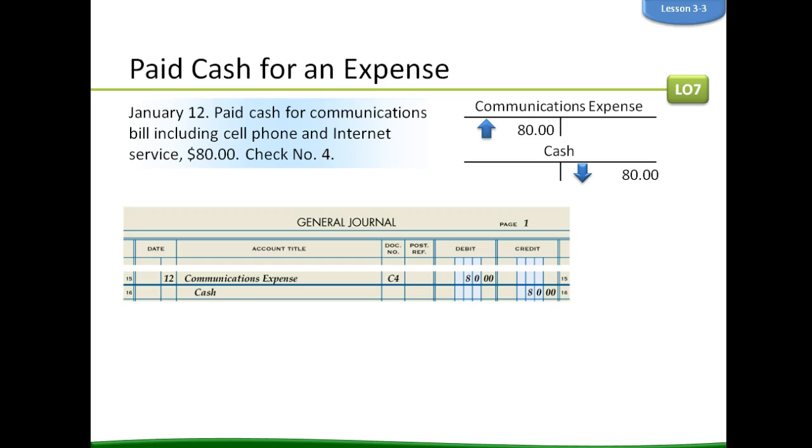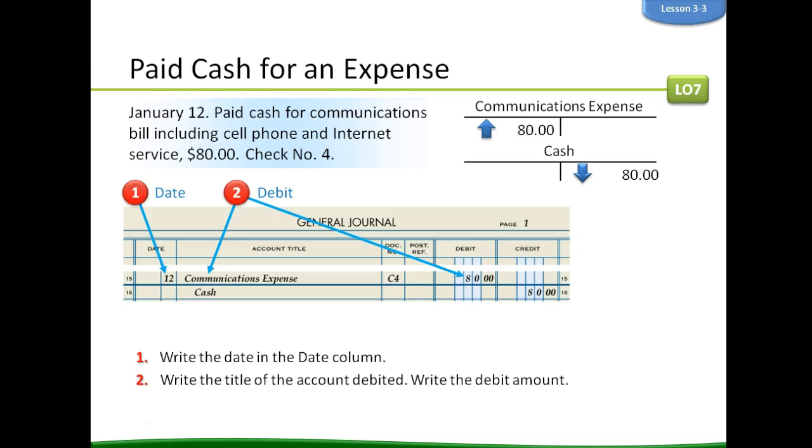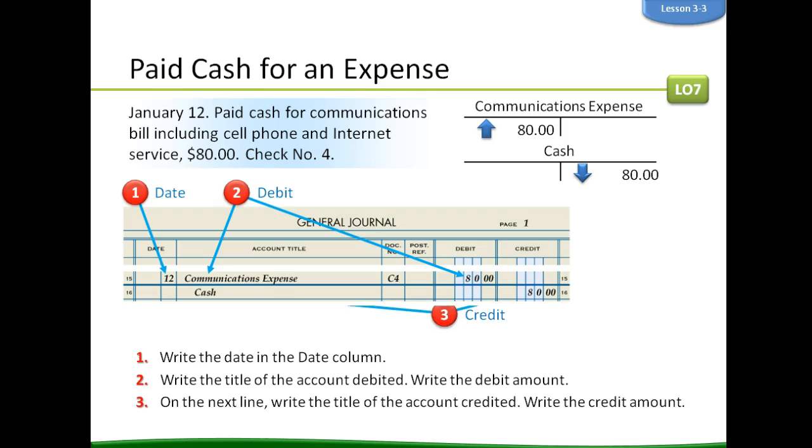So as I look at my general journal entry here, I can see on January 12th, I am noting that I'm going to debit communication expense, and I'm going to credit my cash. My source document, again, is really important. I'm saying C4, which means check number 4 was issued to pay this.